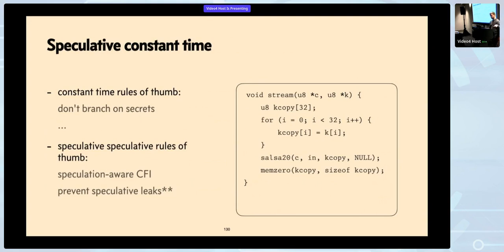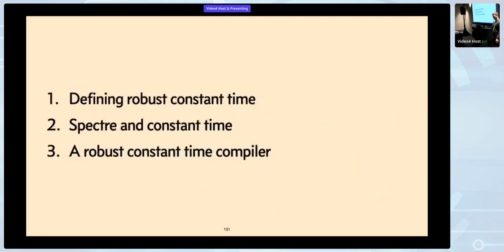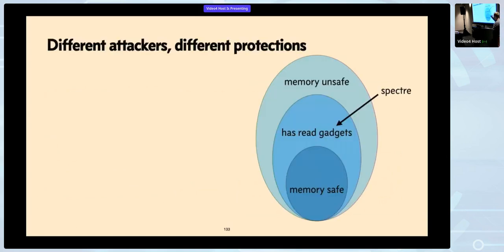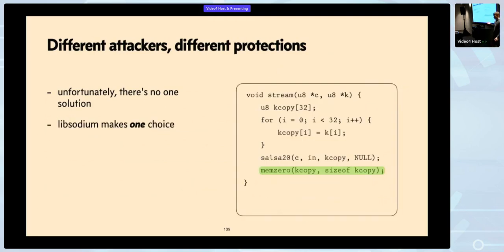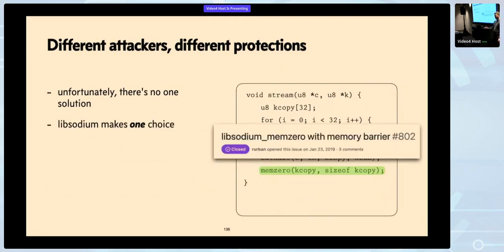Cool. So I'll try to go through the rest of this and get us back on time a little more. Lastly, I'd like to talk about our work on a robust constant time compiler. We have a number of different attacker models, and they have different protections for them. Unfortunately, there's no one perfect solution that protects against all of these. What happens now is that library developers are hard-coding these assumptions in and making just one choice, for instance, this memory zero and other things that libsodium does.